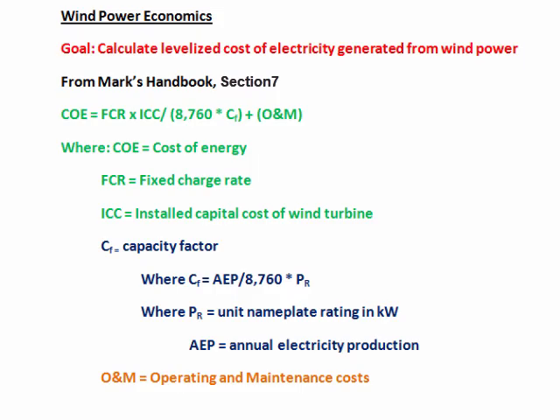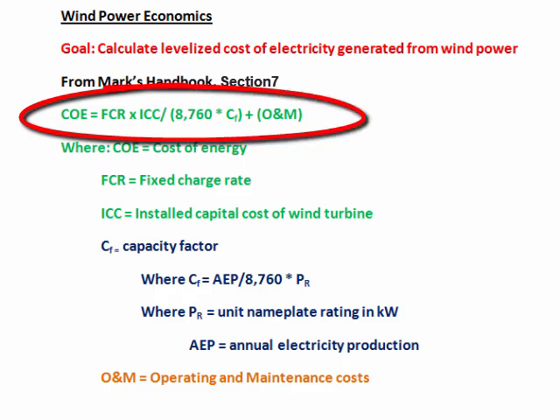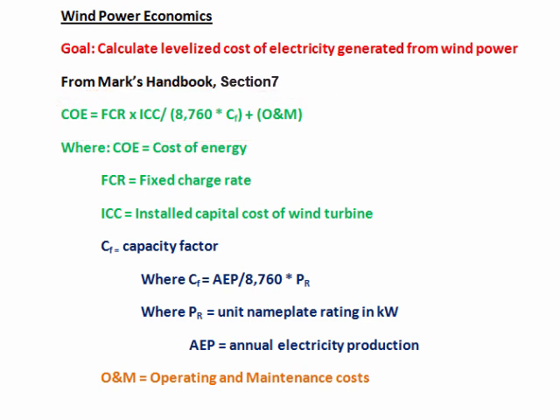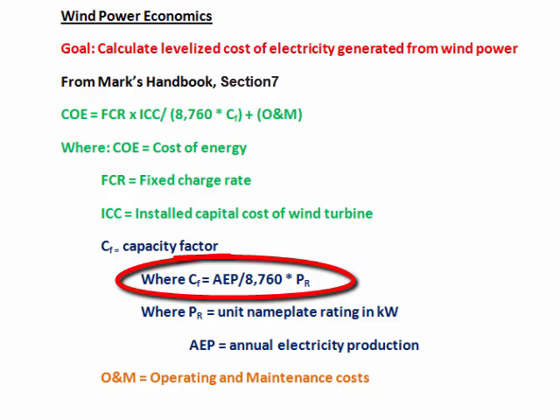The equation is the cost of electricity equals the fixed charge rate times the initial capital cost divided by 8,760 hours per year times the capacity factor, plus the O&M cost. The capacity factor is equal to the annual electrical production divided by 8,760 times the unit nameplate.